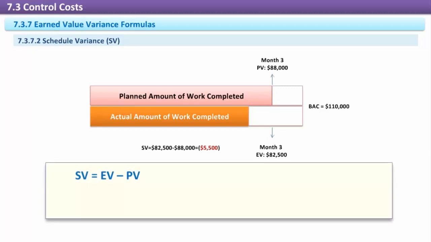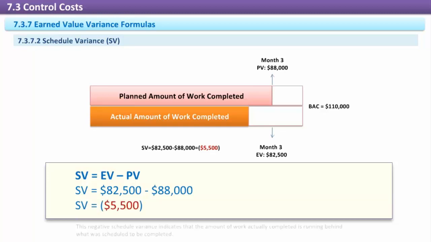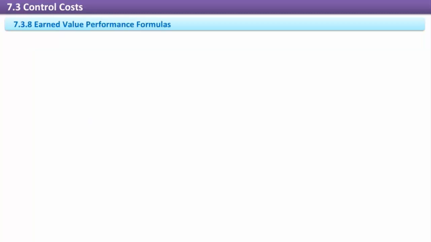In our example at the end of month 3, SV equals $82,500 minus $88,000. SV equals negative $5,500. This negative schedule variance indicates that the amount of work actually completed is running behind what was scheduled to be completed. Earned value performance formulas.